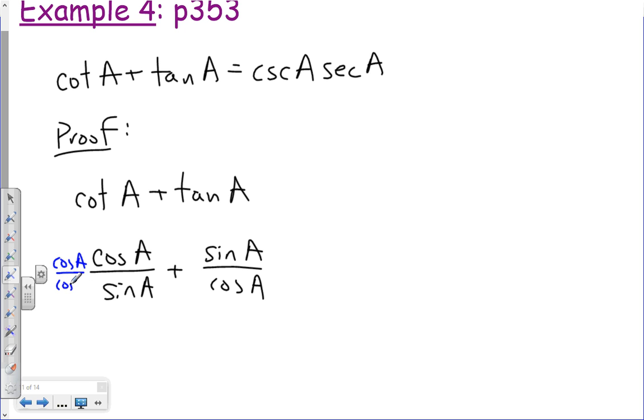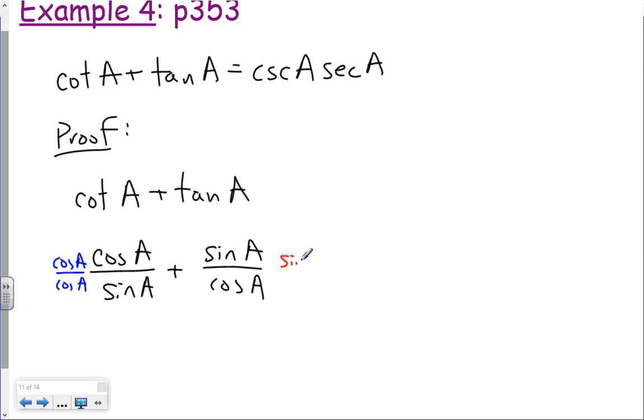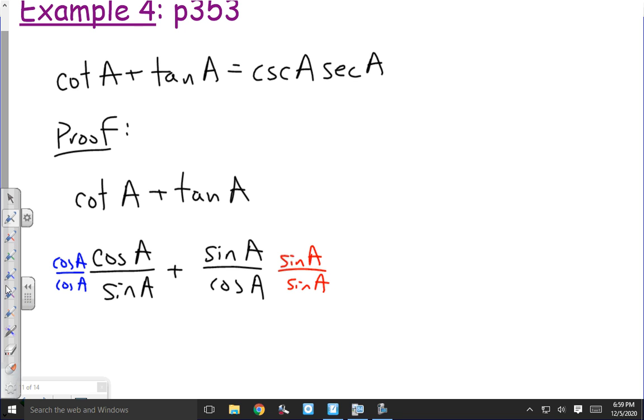That's the second denominator over there. And multiply the other fraction by the sine of A over the sine of A. We're multiplying by a clever form of 1, and we're multiplying by the other denominator in order to get a common denominator, which is what we're trying to come up with.